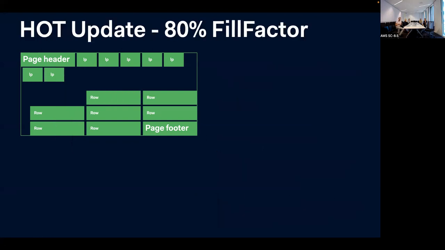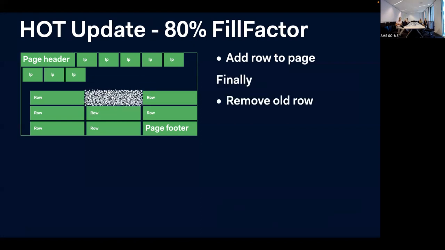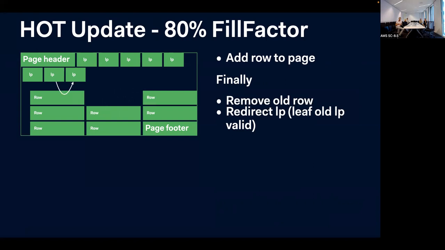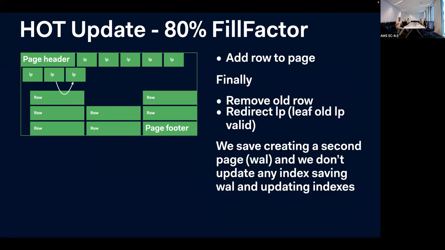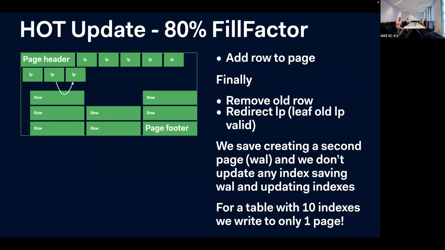Now let's do a hot update for this table. We again add the row to the same page because we have the available space to accommodate this. And finally, we remove the old row and we have the line pointer redirection, but we don't have to update any index. So we don't generate WAL, we don't update indexes, we are just updating this single page. So for a table with 10 indexes or 100 indexes, we only write to a single page. And the index is always valid.